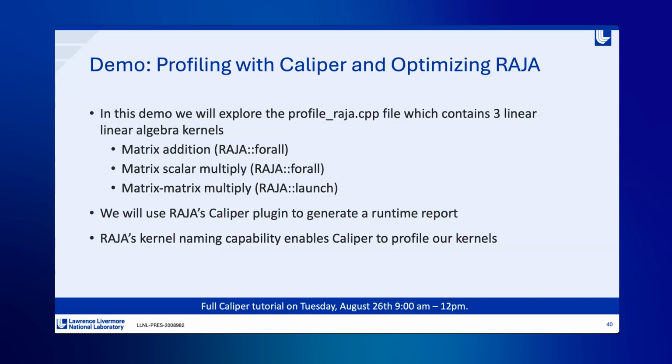So here we'll be using Raja's Caliper plugin capability to generate runtime reports. And the way this works is you simply name your Raja kernels. So there's a construct called Raja name, and if you give it a string with the name of that kernel, it tells Caliper to profile that particular kernel. And I'll demonstrate how this works.